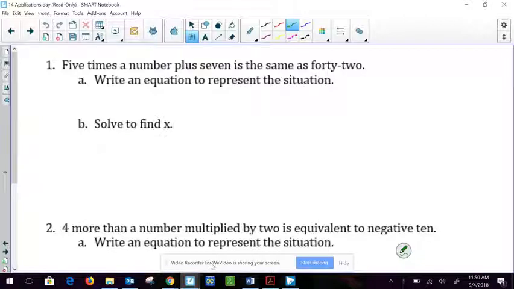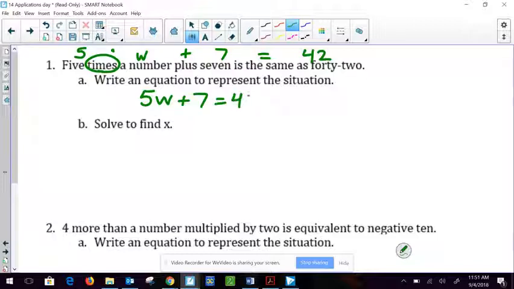So in number 1 here, does everybody see how it says 5 times a number? Remember that times means multiplication, and we can pick any variable. I'm going to pick a W for Wenderski, and I have 5 times it. And then it says plus, so that's a plus sign. 7 is the same as, so equals, and then 42. So now when it says A, write an equation to represent the situation, you simply write 5W plus 7 equals 42.